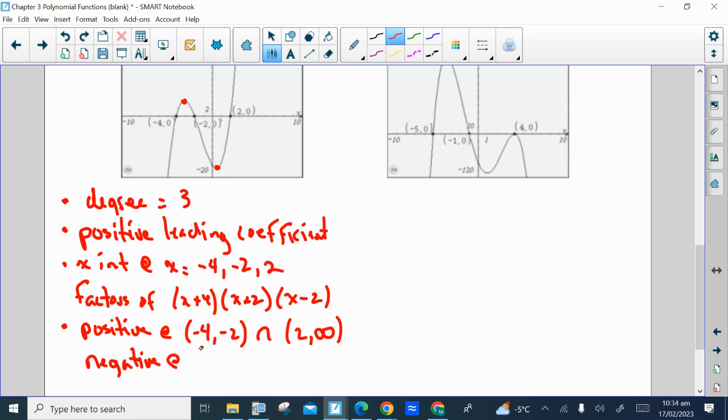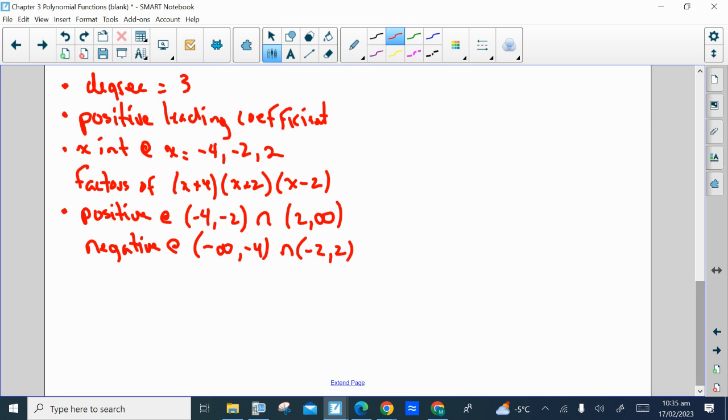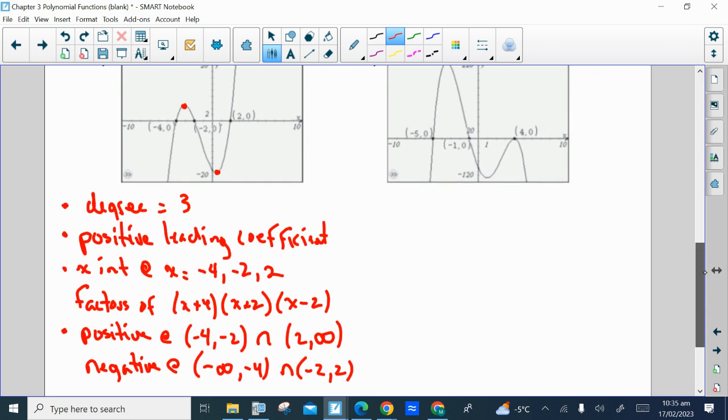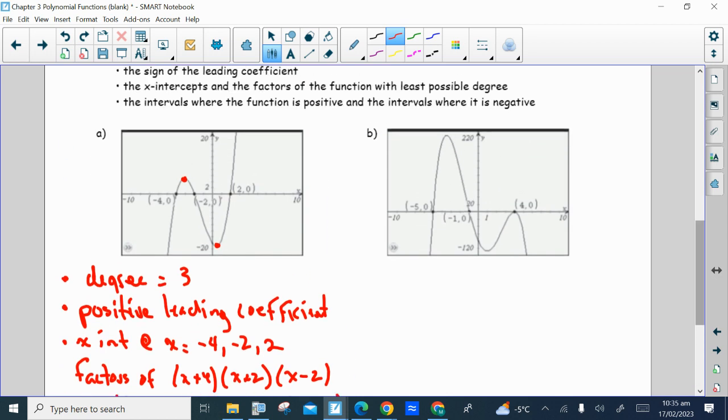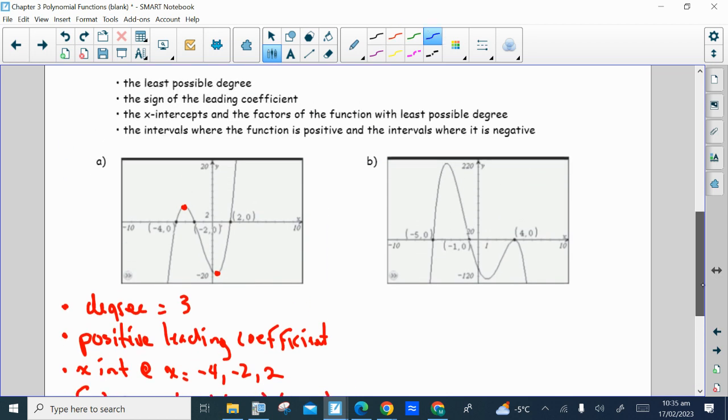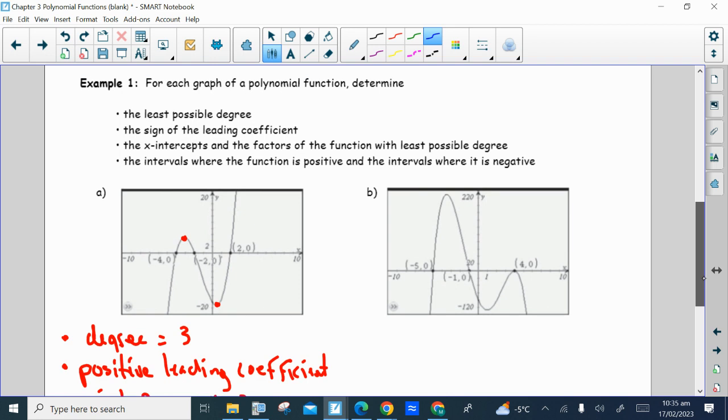Okay? It's negative or below the x-axis from -infinity to -4, and as well from -2 to +2. That's where it's below the x-axis. So again, the rounded brackets must be used there because at the x-intercepts, the function is neither positive nor negative. It's 0. Okay? So the next one.